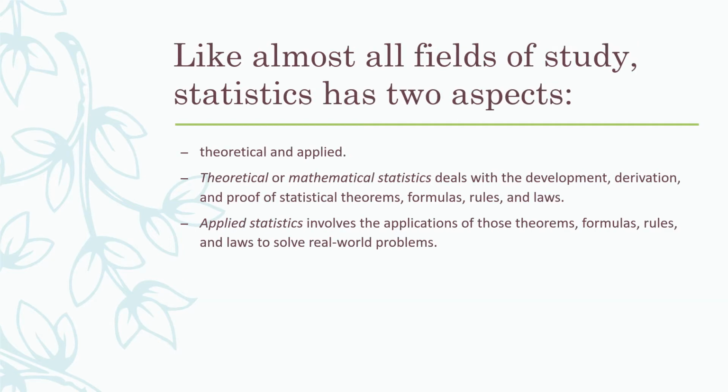Now, there are two branches of statistics. And the one we are most concerned with in this course would be applied statistics. Our colleagues over in the natural sciences are concerned mostly with the theoretical, or what we call mathematical statistics. That is where they develop, derive, and prove all the theories, formulas, rules, and laws that we then apply to real-world situations. And so in this course, we're concerned with social statistics, using it, applying it to address a number of the social issues that we're concerned with.